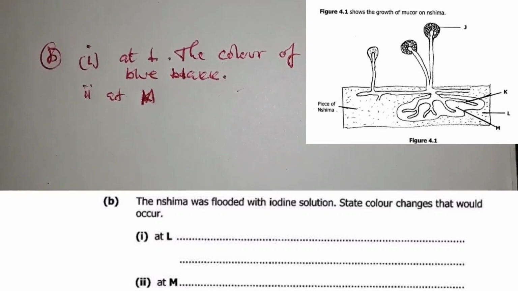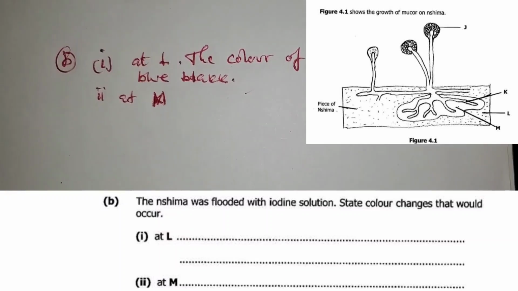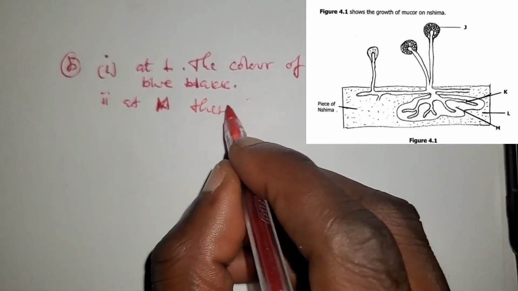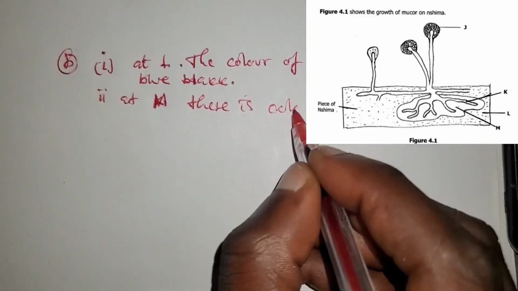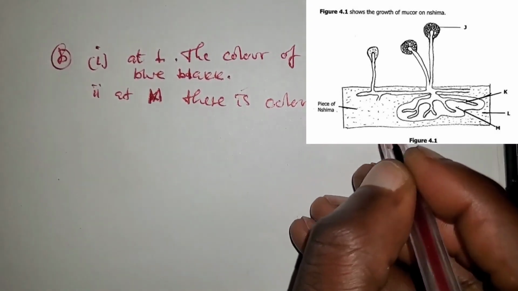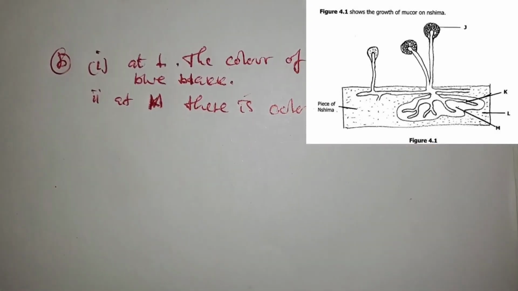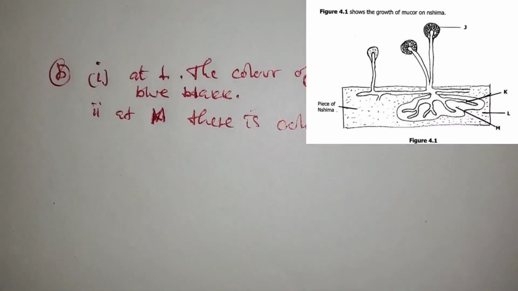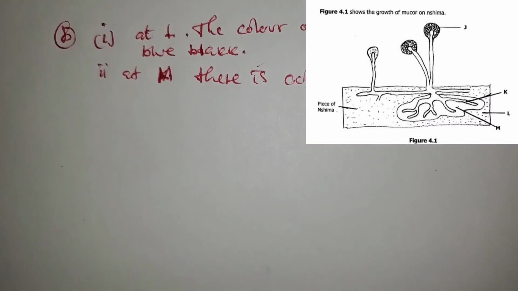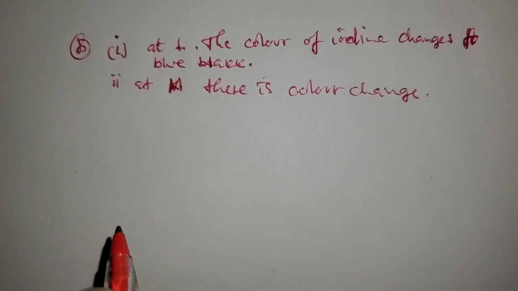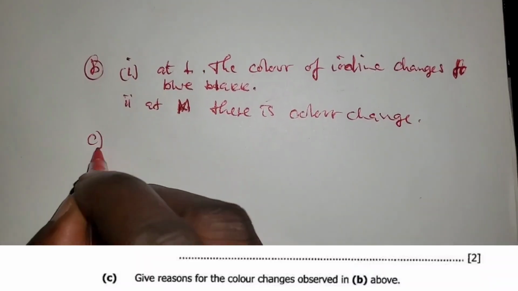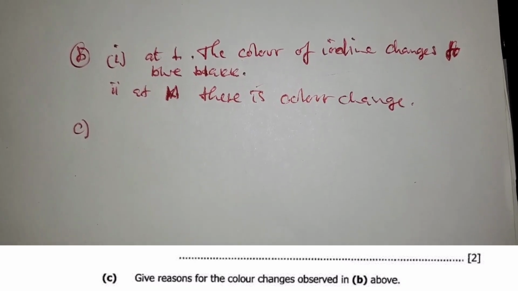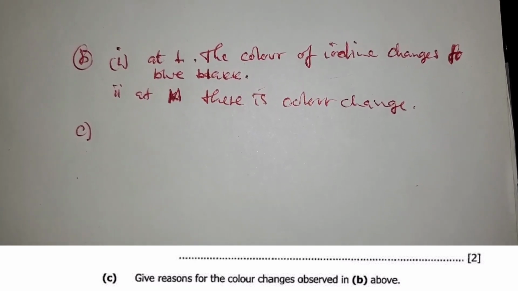Okay, at L, the color of iodine solution changes blue black, and at M, there is no color change. So the color of iodine solution just remains the way it is, as yellowish brown. Okay, or just brown.